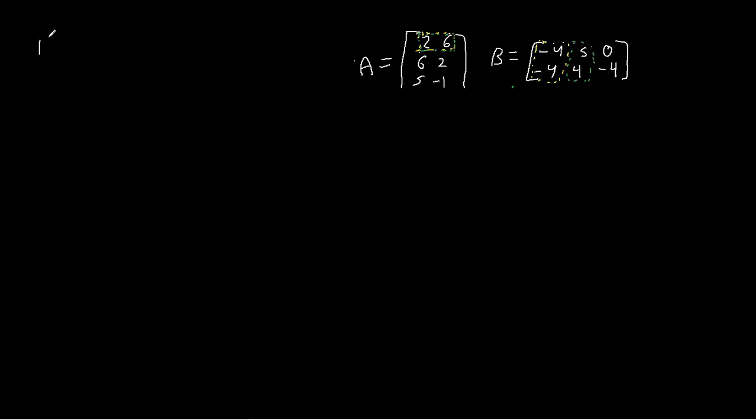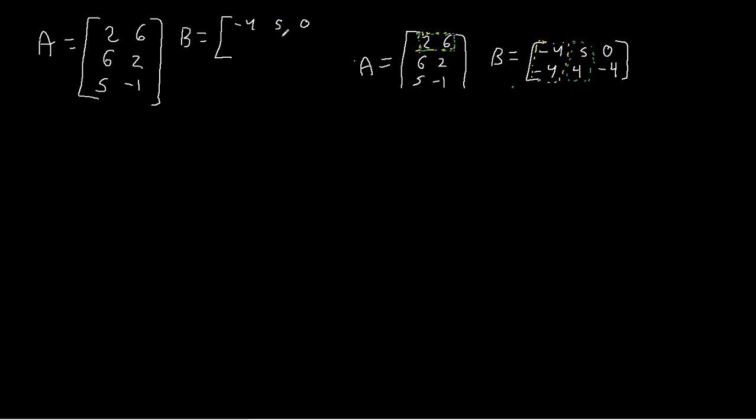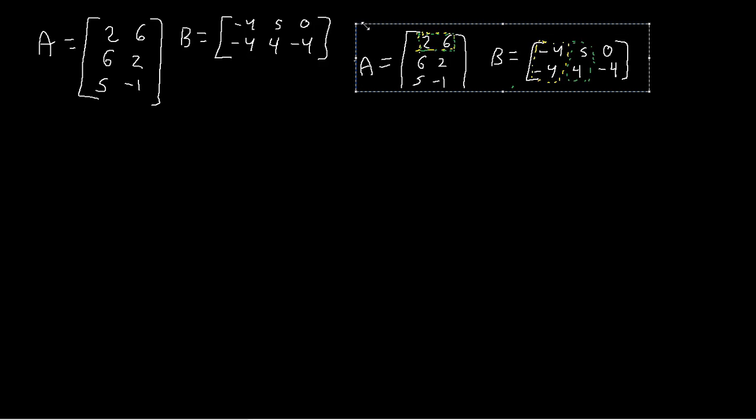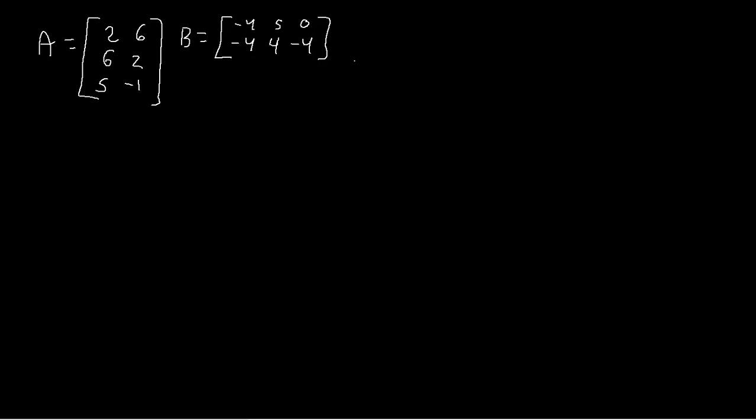All right, so we have A as this matrix here: 2, 6, 6, 2, 5, -1. We have B as this matrix: -4, 5, 0, -4, 4, -4. Okay. So now I can erase that. In the previous example, we did A times B.